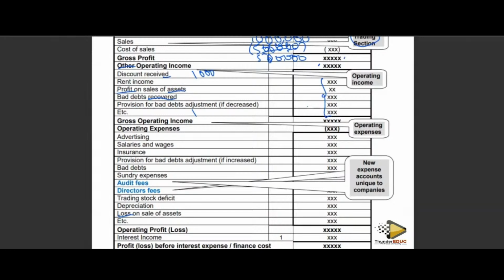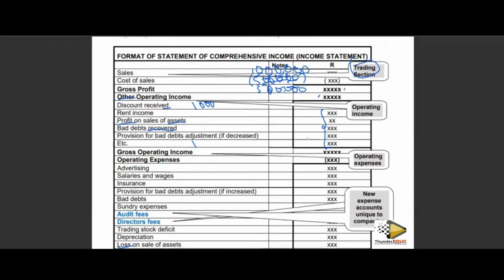Don't put rent income if the information given to you, the question given to you, had no rent income. You write what is given to you. Don't include what is not written to you.